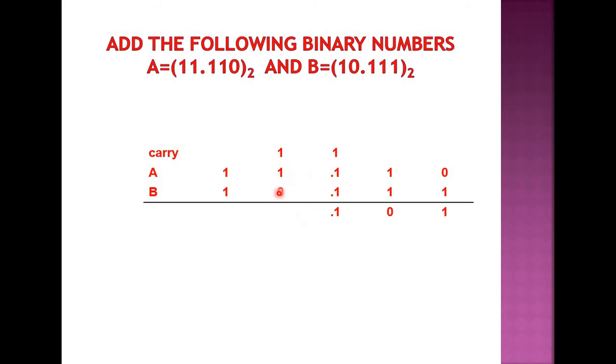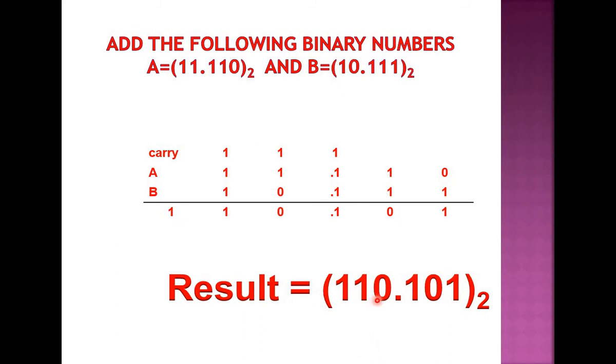So again 1 plus 0 becomes 1 and 1 plus 1 becomes 0 with carry 1. So again 1 plus 1 plus 1. Here 1 plus 1 becomes 10 and 10 plus 1 becomes sum 1 with carry 1. This carry is considered as the MSB bit of the result. So the result becomes 110.101 to the base 2.